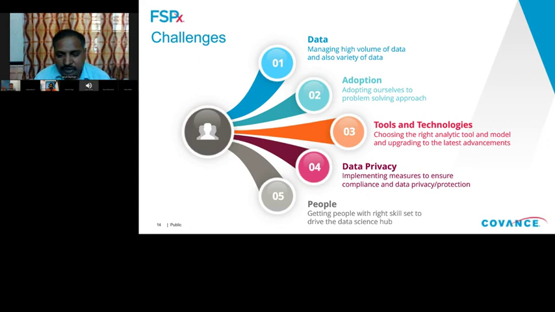Next is adaptation, by which I mean adapting problem-solving approaches using the data. There are many different problem-solving approaches in data science, and which approach we should use is one challenge we need to overcome. Because if we use a different approach, the outcome would definitely be different, and we will not be able to achieve our outcomes.